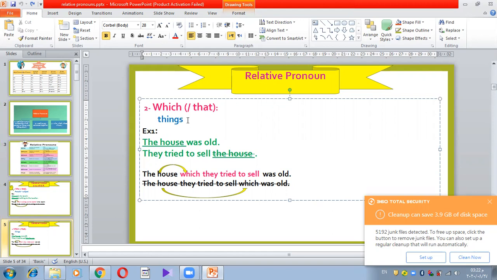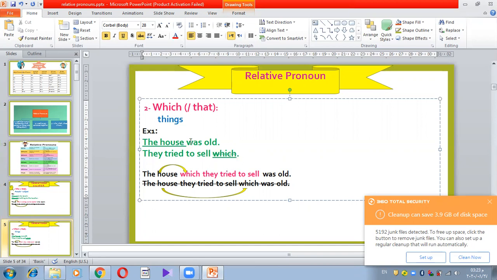The same as we said here, we have: the house was old. They tried to sell the house. What's the word that is repeated in both of these sentences? The word the house. Very good. So the house here is considered as people or as things? As something. Very good. So I'm gonna replace the repeated word with which. So I'm gonna say the house was old. They tried to sell which? Can I say it like this? The house they tried to sell which was old, for example?